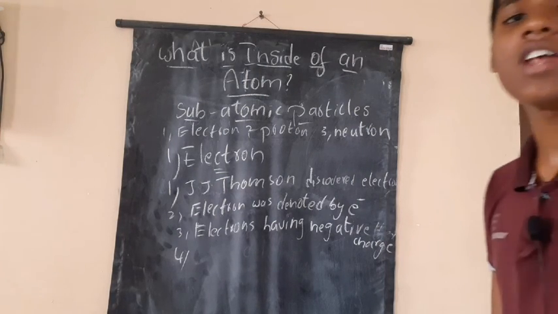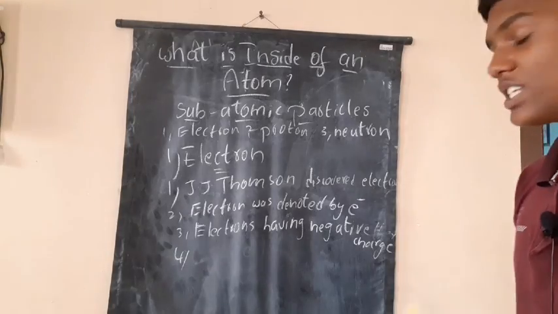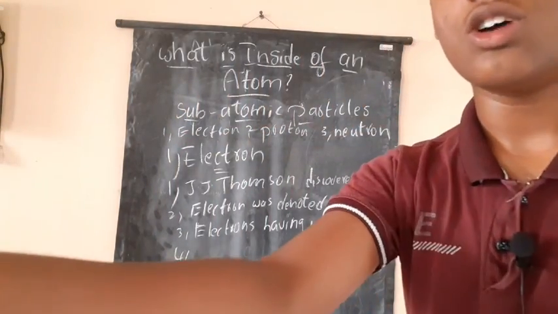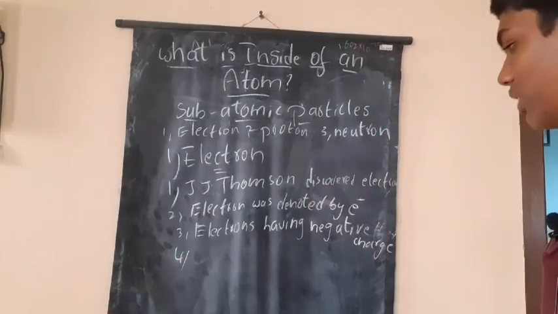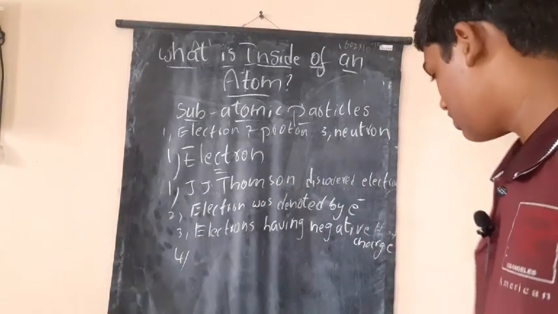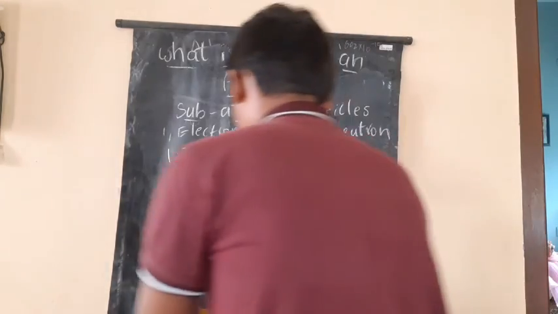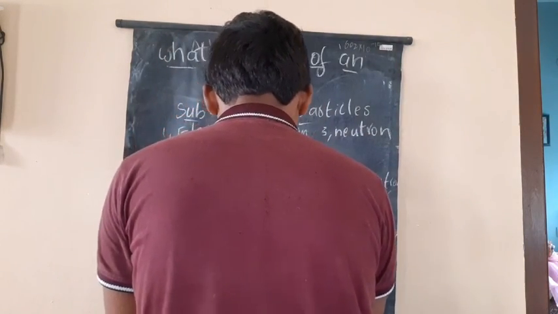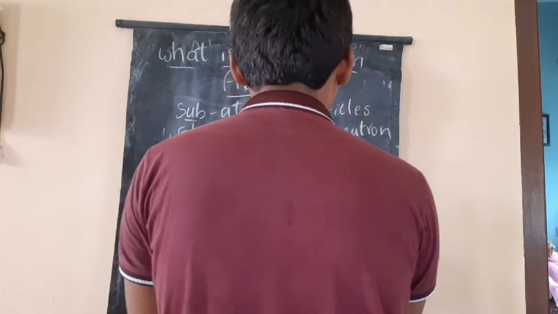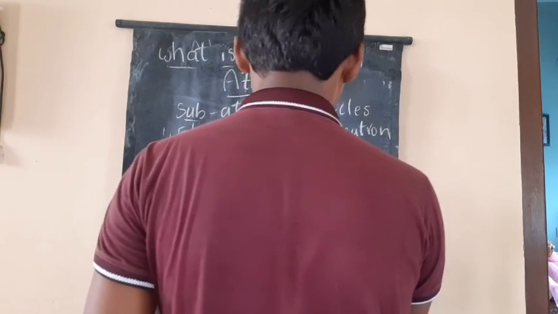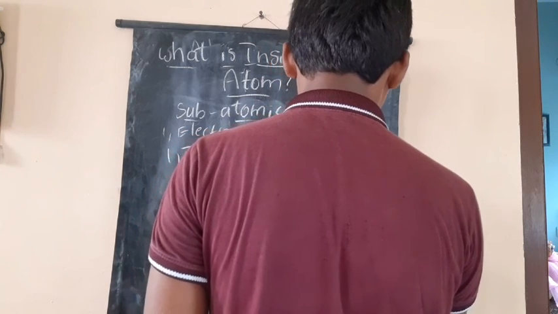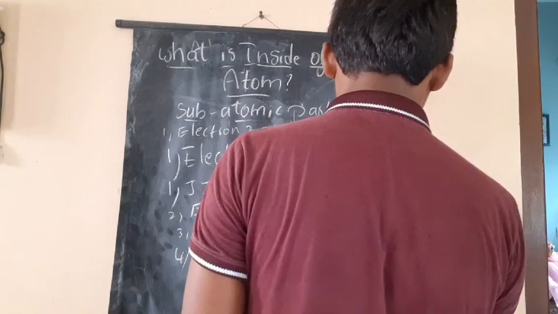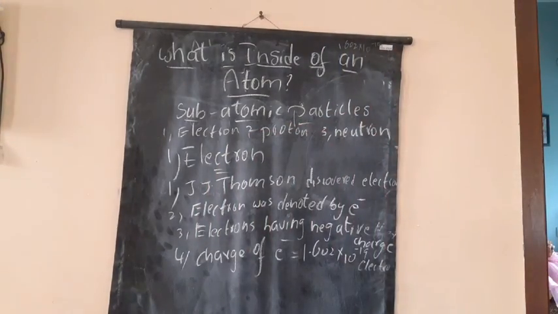Let us discuss our fourth point, the charge of electron. This is very, very important. The charge of electron is equal to 1.602 into 10 to the power of minus 19 coulombs. So this is the charge of electron.